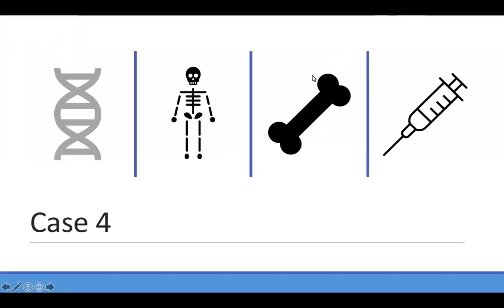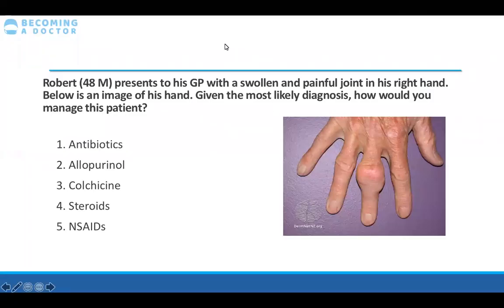Right. So we'll go through this case and then we'll take a few minutes break just to see if you guys have any questions about the previous cases. So here you've got Robert, who is a 48-year-old male. He presents to his GP with a swollen and painful joint in his right hand. Below you can see an image of it. Given the most likely diagnosis, how would you manage this patient? Right, and the poll should be open for you guys.